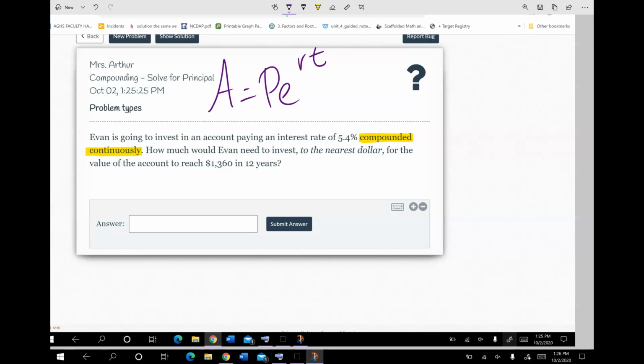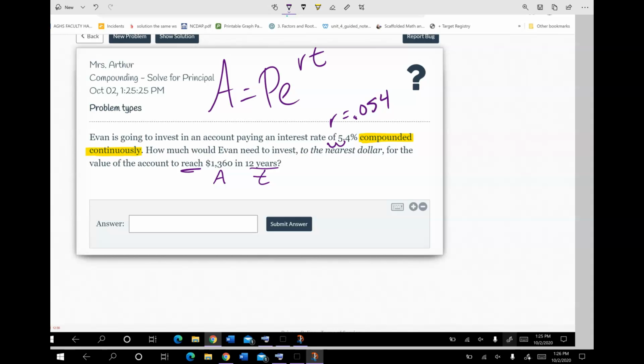So Evan's going to invest into an account paying an interest rate. It doesn't say what he's investing. You caught that, right? So R equals, move this decimal point 2 places to the left, so it's 0.054. How much would Evan need to invest to the nearest dollar? Nearest dollar means rounding to your whole number. For the account value to reach, I told you reach is the end game. 12 years is T. So we're missing P here, and that's fine.